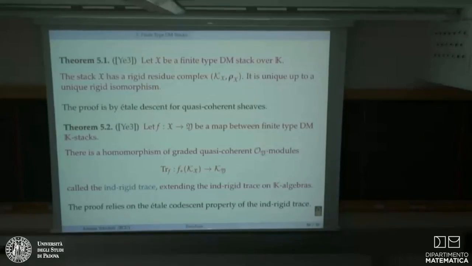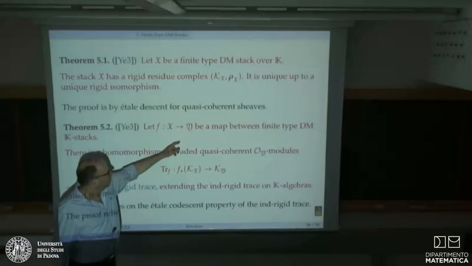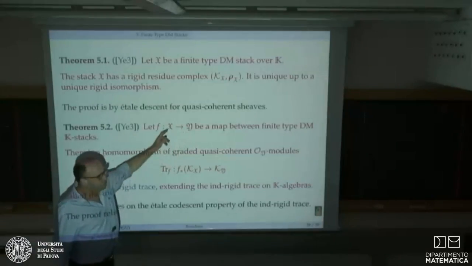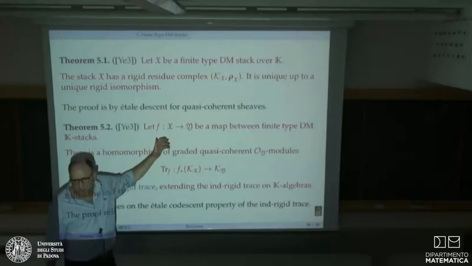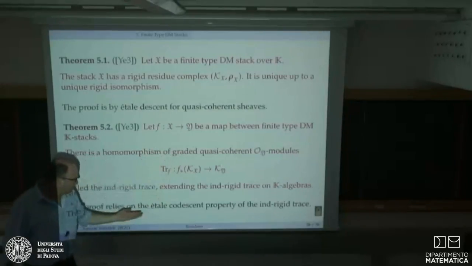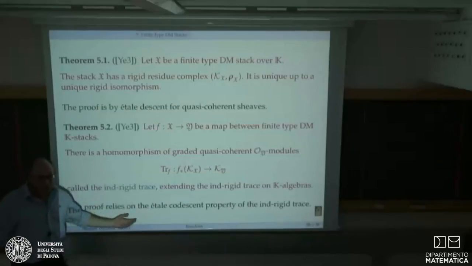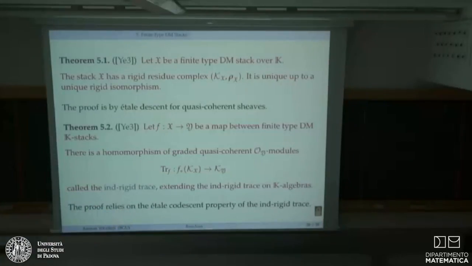It's very difficult, it's not likely that you can find simultaneously étale affine atlases of this and this such that they're combinatorially suitable, and so you just give up on it and you do something more flexible somehow, and this étale codescent allows you to compare, to do it.